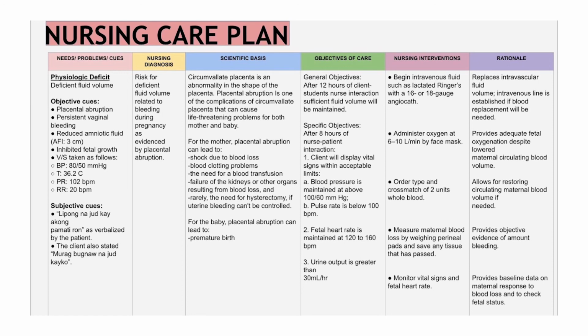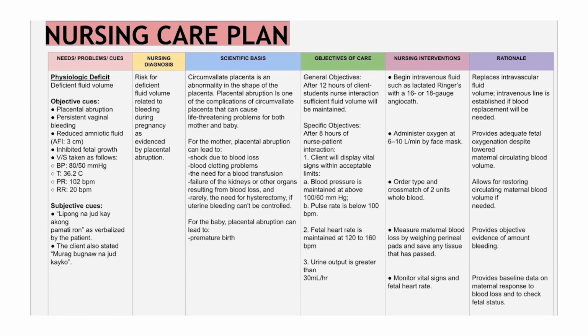To achieve our objectives, we have these nursing interventions. First is to begin intravenous fluids such as lactated Ringer's with a 16 or 18 gauge angiocath. Lactated Ringer's is a sterile solution for fluid and electrolyte replenishment. Hence, this replaces intravascular fluid volume. An intravenous line is established if blood replacement will be needed.